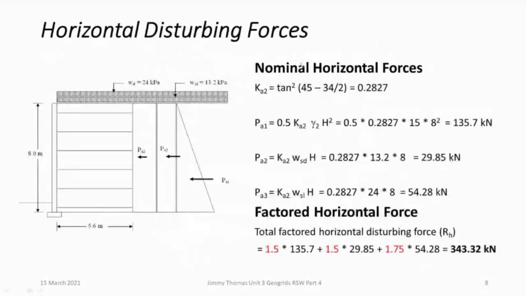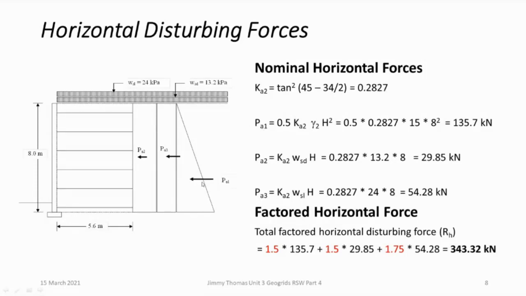So first we will calculate the nominal horizontal forces without any load factors. So we will calculate the coefficient of active earth pressure. See, Ka2 actually stands for the retained fill. The phi value is given to us as 34 degrees. So we'll get Ka equal to 0.2827.